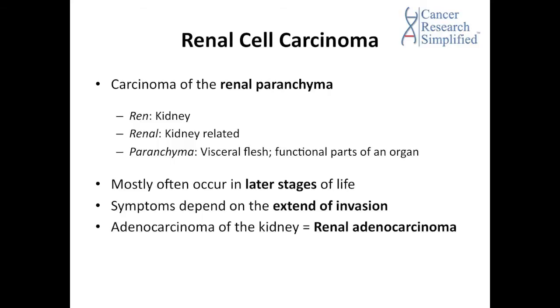Renal cell carcinoma is the carcinoma of the renal parenchyma. By the way, ren means kidney, and when I say renal, it simply means kidney related. And parenchyma means in Greek visceral flesh, which refers to the functional parts of an organ in the body. Renal cell carcinoma occurs in middle age or later, and the symptoms for this carcinoma type depend on the extent of its invasion. This may also be called adenocarcinoma of kidney or renal adenocarcinoma.